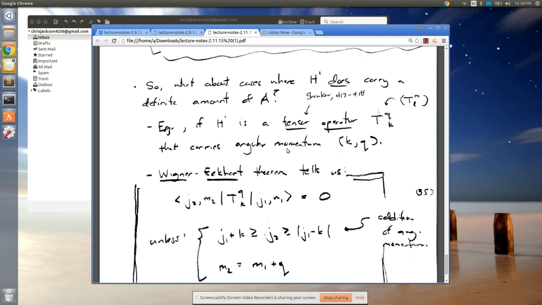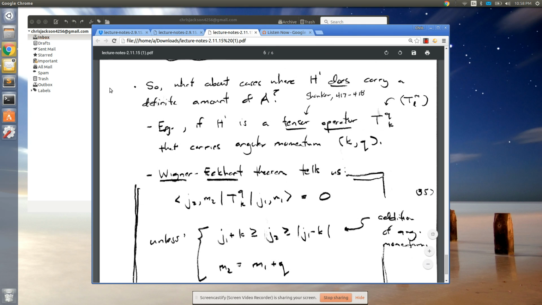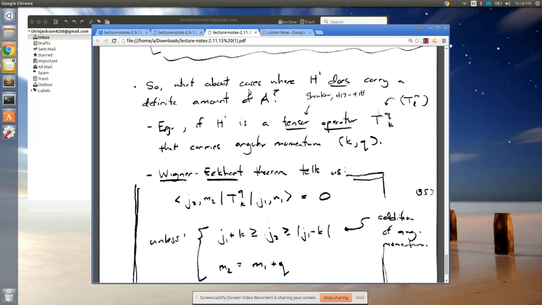So a real world example of this, and I won't go into this in a lot of detail. I used to, but it just confuses the hell out of people. This is one case where I would just encourage you to just remember the formula, okay? This is a case where H1 does carry A. This is where H1 carries some quantity that when it hits an eigenket of some operator, some observable, it's going to change the eigenvalue of that observable.